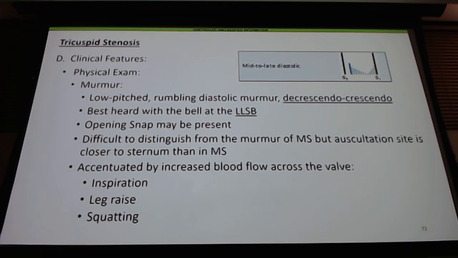The murmur with tricuspid stenosis, similar to the mitral stenosis, is going to be this decrescendo-crescendo pattern. Again, you rely on that passive flow initially, and then you get an active flow with the atrial kick that causes that crescendo pattern. And because this is a tricuspid valve, it's best heard at the tricuspid auscultation site.